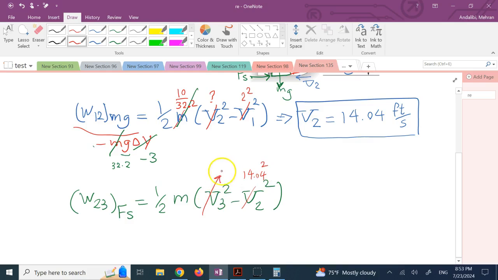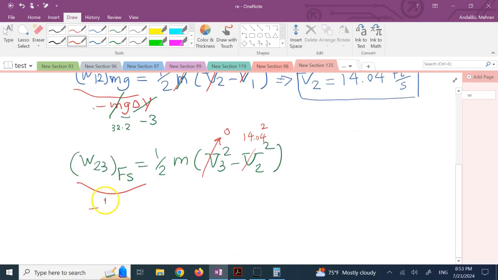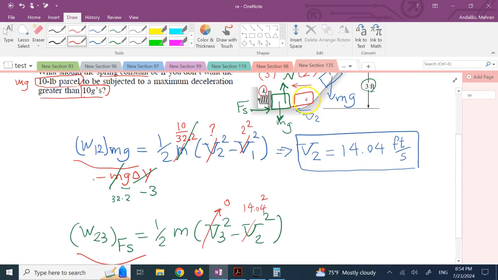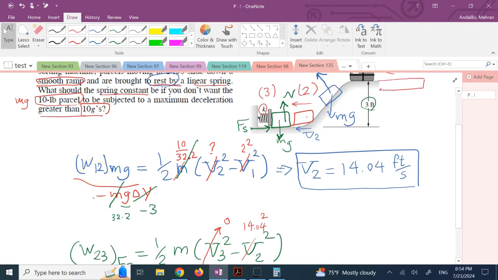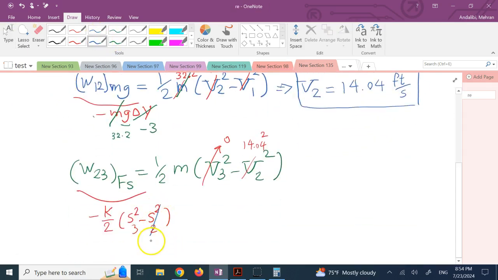v3 has to be 0 because you come to rest, and the work for a spring is negative k over 2 times s2 squared minus s1 squared, where s is the deflection. In this case actually it's 3 and 2, not 2 and 1. So in position 2, when the object is at the bottom of the ramp, there is no deflection. The spring is completely at rest. So s2 is clearly 0.